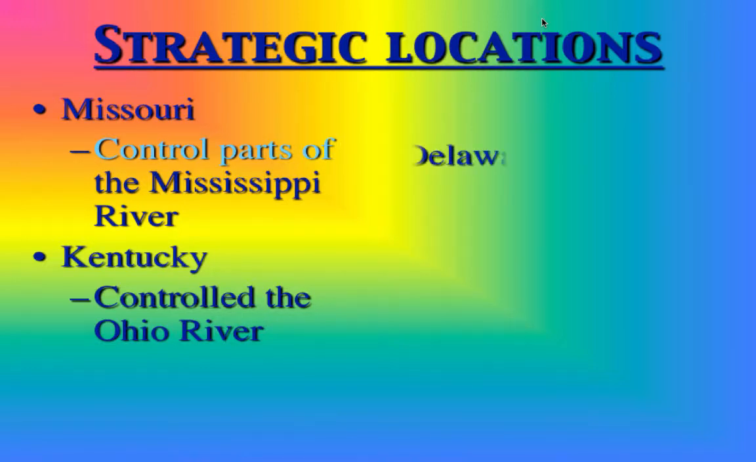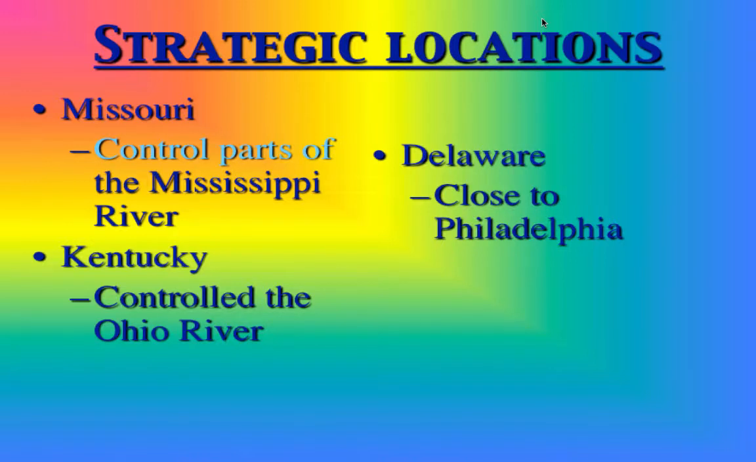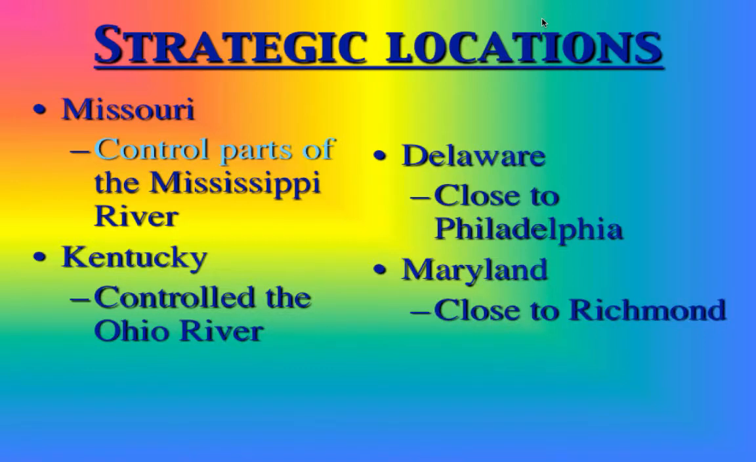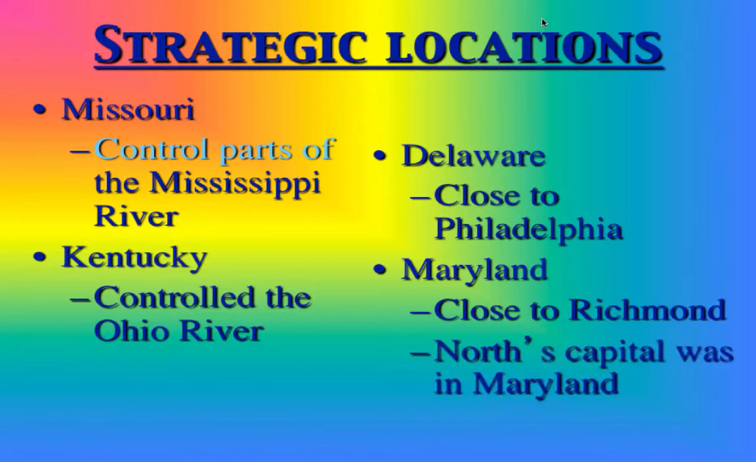Are you catching where most of these are very important, why they're important? Delaware, not close to a river, but it would be located close to Philadelphia, our original beginning point of the United States. And Maryland was very close to Richmond, and it also held the North's capital. Washington, D.C., remember, is in the border state of Maryland.